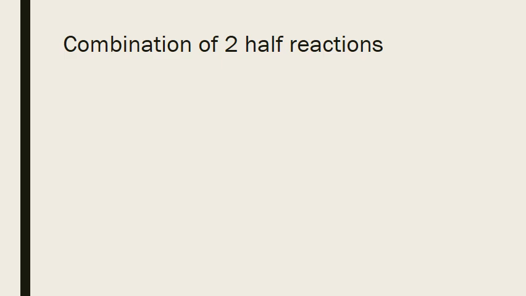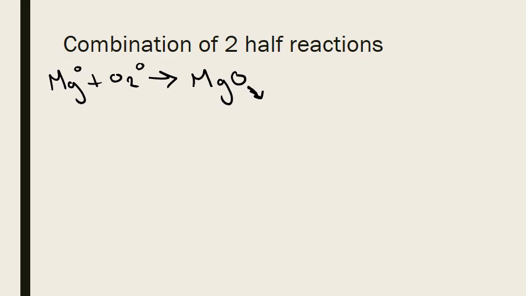We then looked at the combination of two half reactions. So for example, if we have this equation here, we first write the oxidation numbers. So these are 0. The oxidation number of the oxygen in a compound is -2. So this must be +2. As it's a neutral compound, you can do it by calculation too.